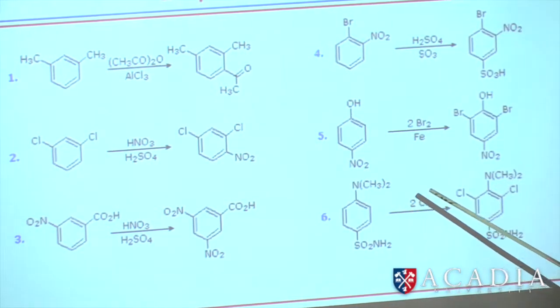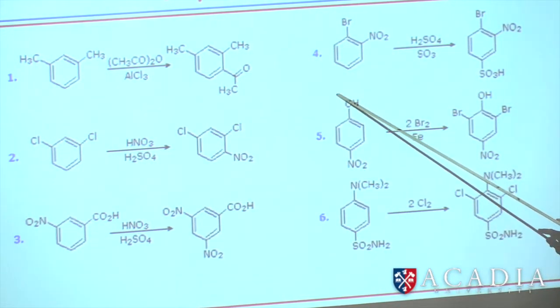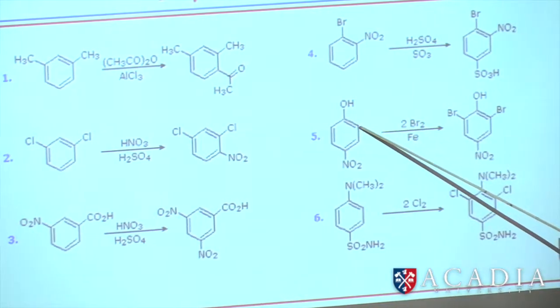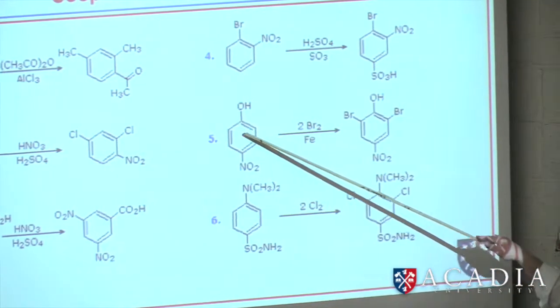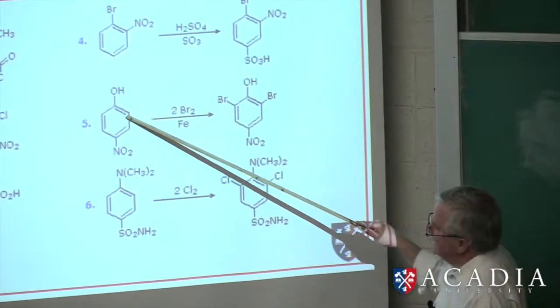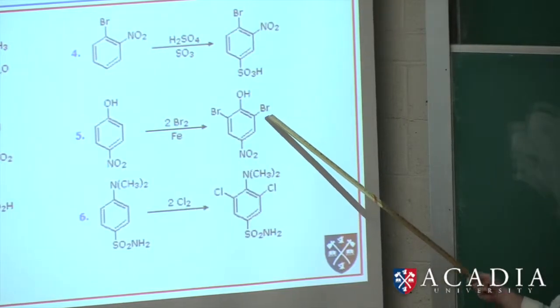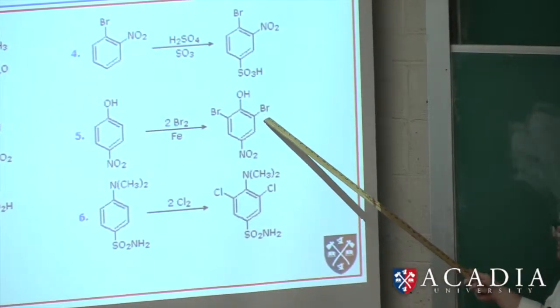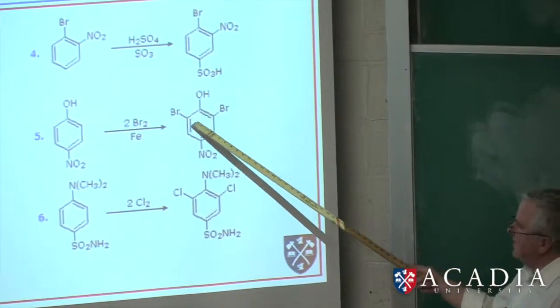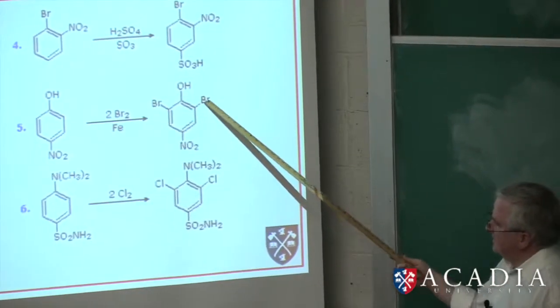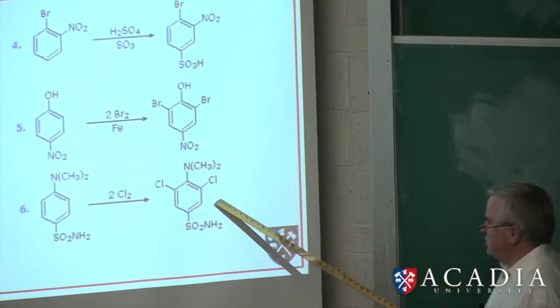Same thing now with this one. This group is ortho-para directing. The para position is blocked, so it's directing to these positions. This is meta-directing, also directing to here, and that's what we end up getting. We can actually do, in this case, this is strongly enough activating that the reaction goes quite fast, and we can get substitution in both positions.